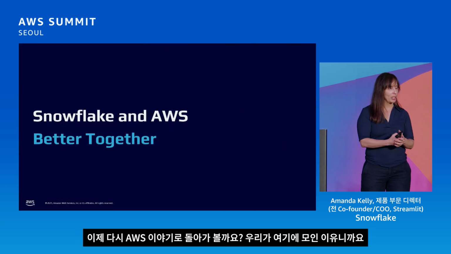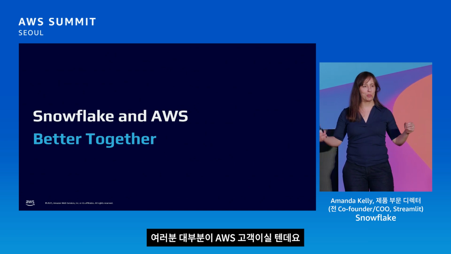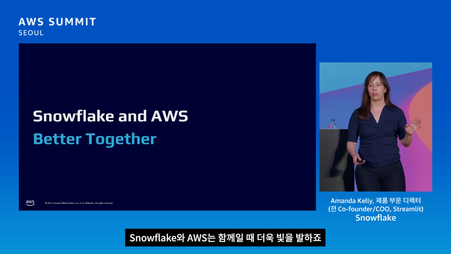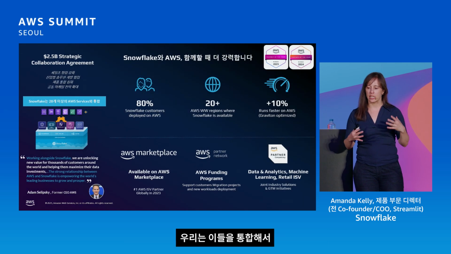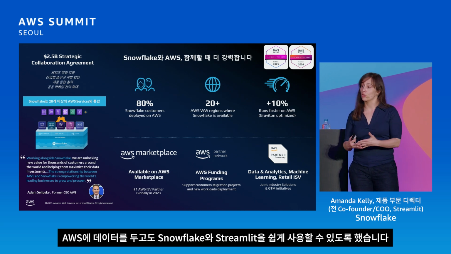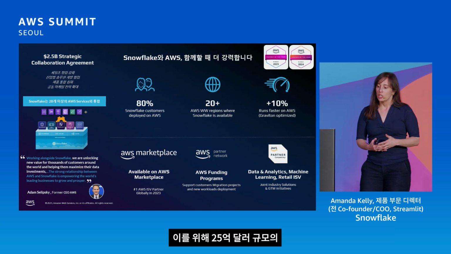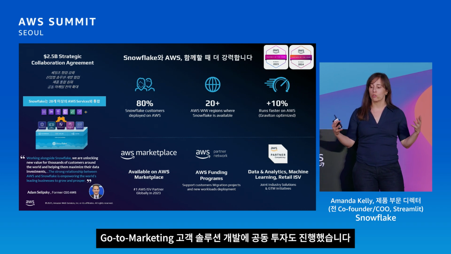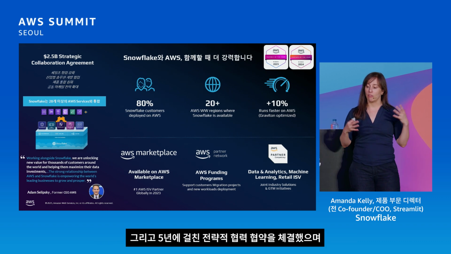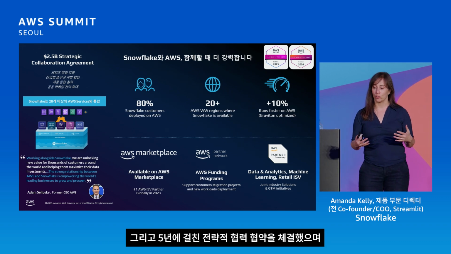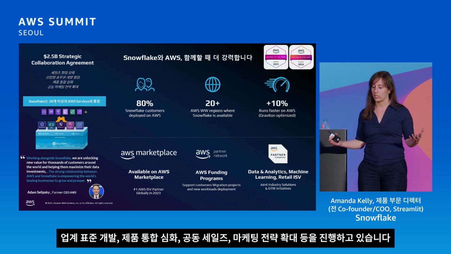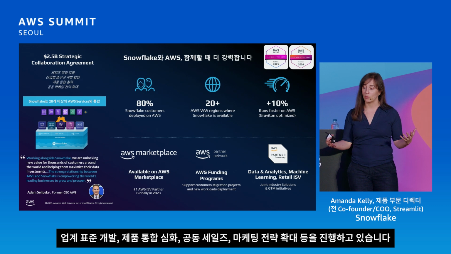All right. So let's bring it back to AWS, because that's why we're all here. And presumably you're all AWS customers. And really, Snowflake and AWS are better together, right? We've integrated these things so that it's really, really easy to have your data on AWS, but also use Snowflake and also use Streamlit. So we've done $2.5 billion of joint investment in both go-to-market and customer solutions. And under that, we have 5 years of linked strategic collaboration agreements for developing industry standards, deepening our product integrations, increasing our sales collaboration, and expanding our marketing strategies.